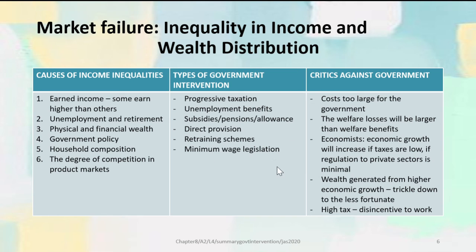So how effective would these policies be? Again, the critics against the government. It can be effective. We have seen how effective it is, but there are critics against the government. One, the costs are too large for the government, because government tends to give out money without expecting things in return. The next one is that the welfare losses will be larger than the welfare benefits. In what way? I may just say that it may not be able to reduce poverty overall.